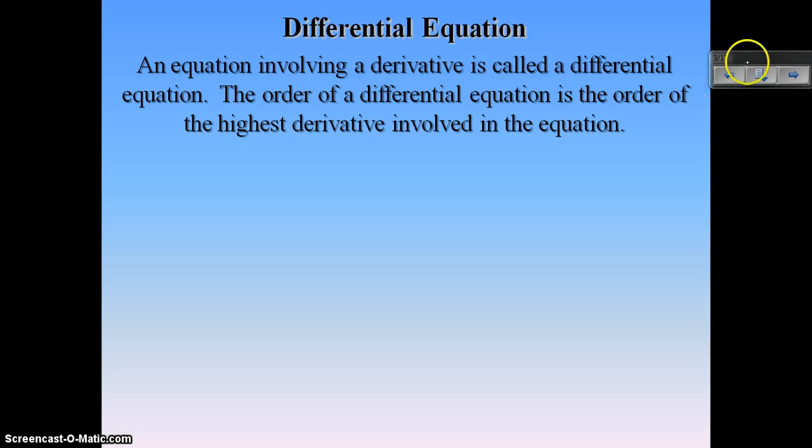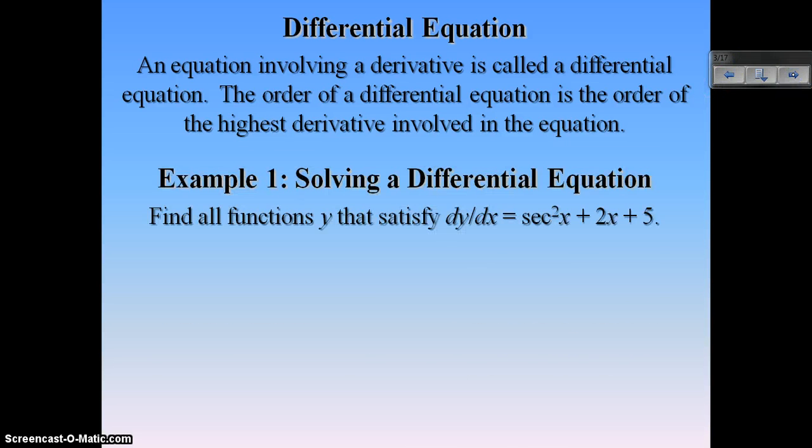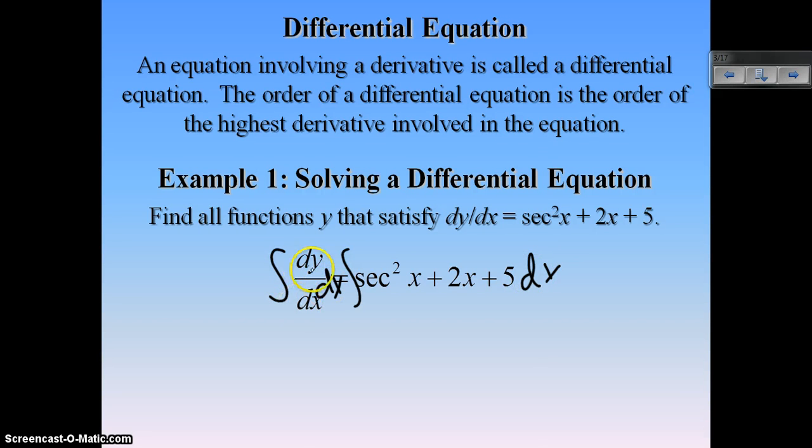And our goal today, one of them, is going to be to solve those equations. For example, dy/dx is secant squared x plus 2x plus 5, and we are going to solve this equation. How do we do it? Well, first of all, we need to think about a way to get rid of the dy/dx. That's very simple. To get rid of a derivative, you will do the antiderivative, or the integral, of both sides. The antiderivative of the derivative of y would just be y.